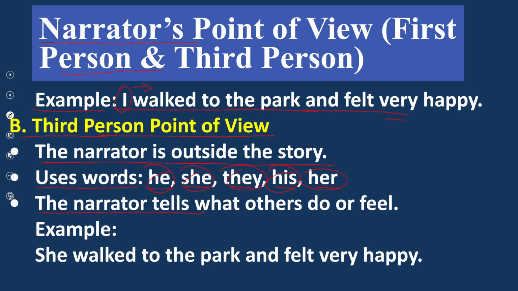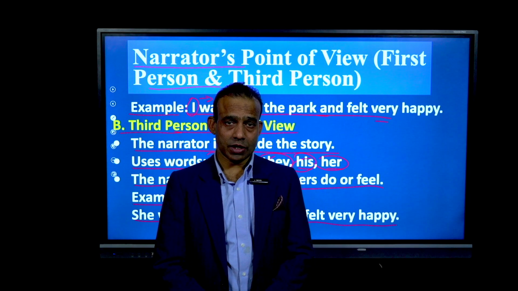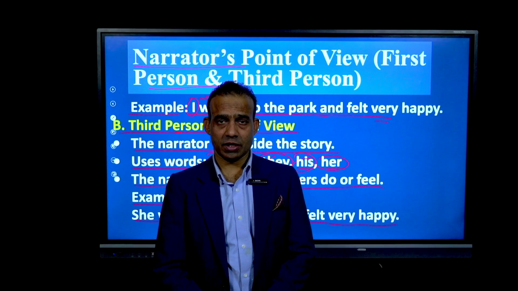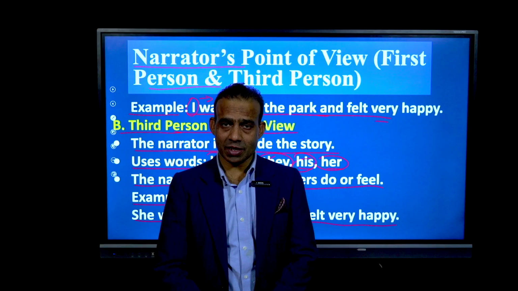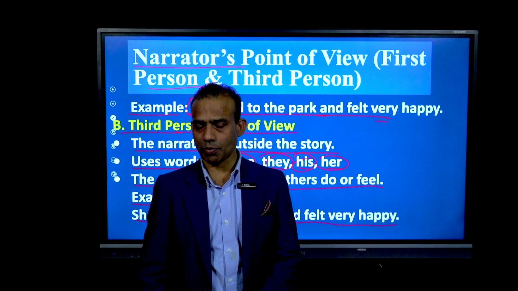The narrator tells what others do or feel. Third person narrator tells what others do or feel. Like, look at the example. She walked to the park and felt very happy. If I rewrite this sentence like this, I walked to the park and felt very happy, it will be the first person experience or the first person point of view. So now, dear students, we have discussed both persons, first person and third person point of view. Now, move to the next point.